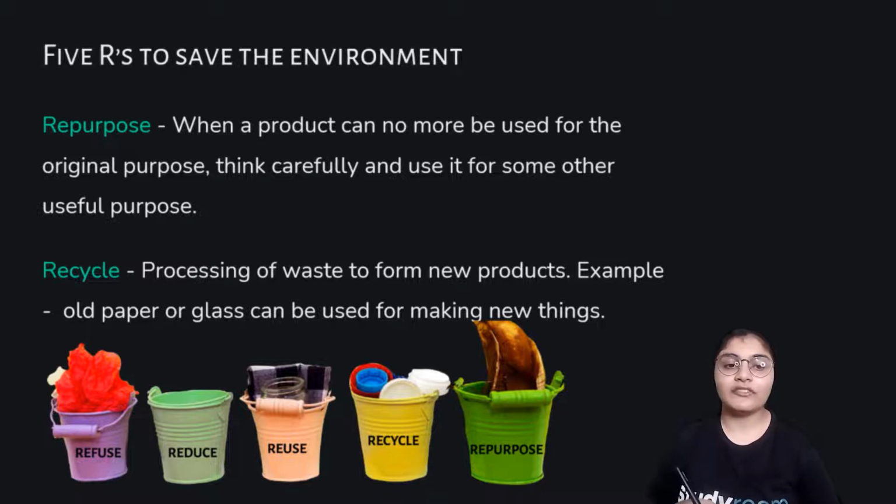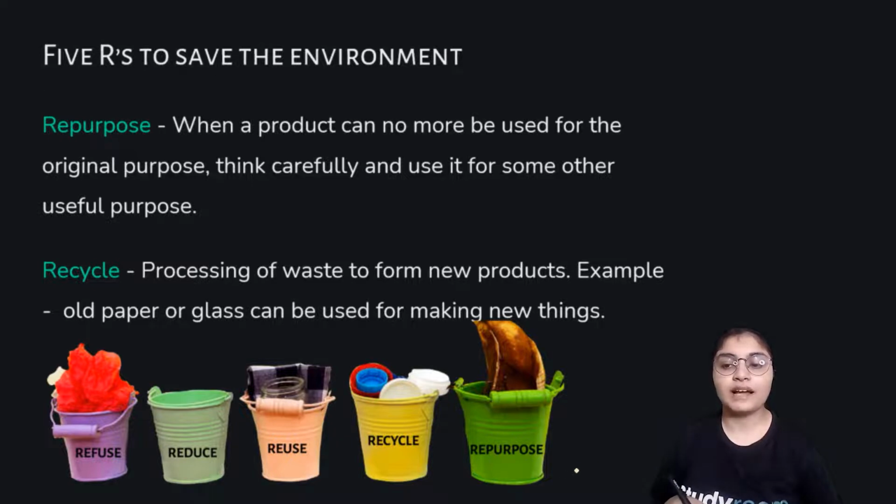The fifth and the final R is recycle, which means that we need to process the waste to form new products. The waste that is formed, we need to process it, and we need to form new products from those wastes. Like for example, old paper or glass can be used for making new things. So these are the 5 R's: refuse, reduce, reuse, recycle, repurpose. All these 5 R's help us in saving the environment.